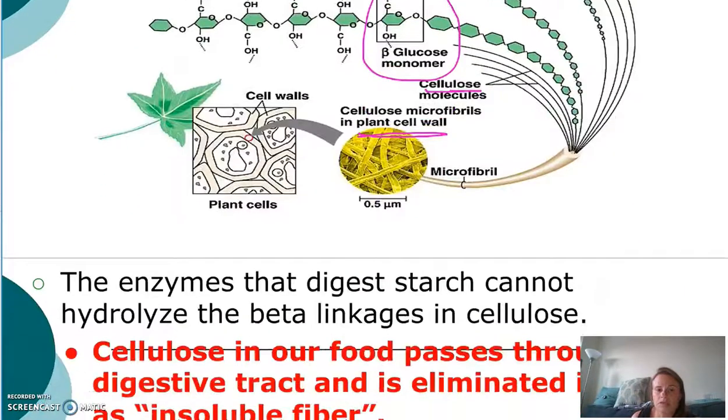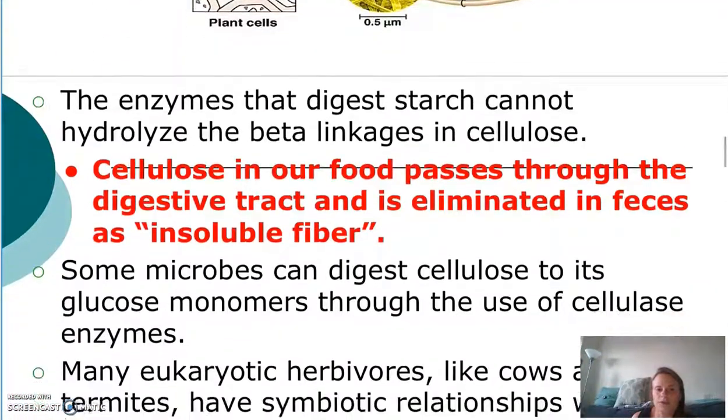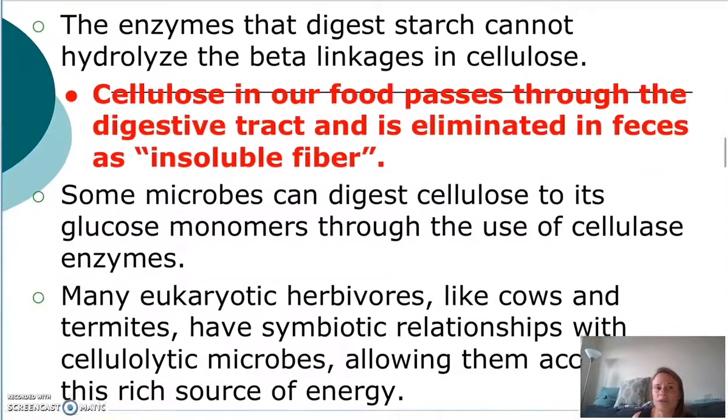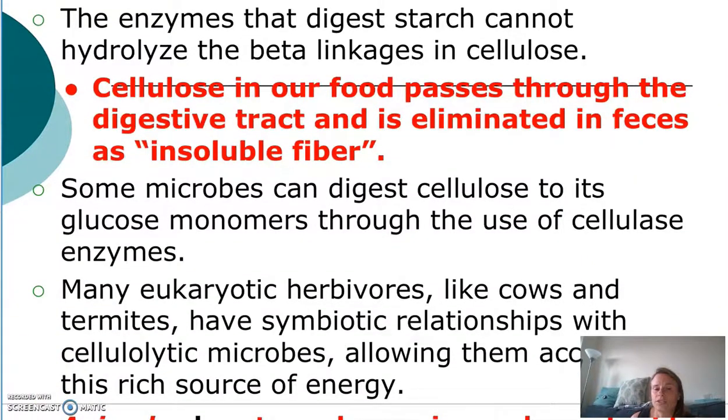Cellulose also plays a role for humans. Have you ever heard of eating fiber to aid in digestion? So cellulose helps our food pass through the digestive tract, which is then eliminated in feces as insoluble fiber.